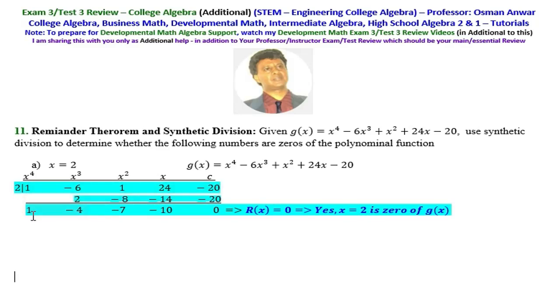Bring down the 1. 1 times 2 is 2. Minus 6 plus 2 is minus 4. Minus 4 times 2 is minus 8. 1 minus 8 is minus 7. Minus 7 times 2 is minus 14. 24 minus 14 is 10. Minus 10 times 2 is minus 20. Minus 20 minus minus 20 is 0. That is, r of x is 0. That means yes, x equals 2 is a zero of g of x.